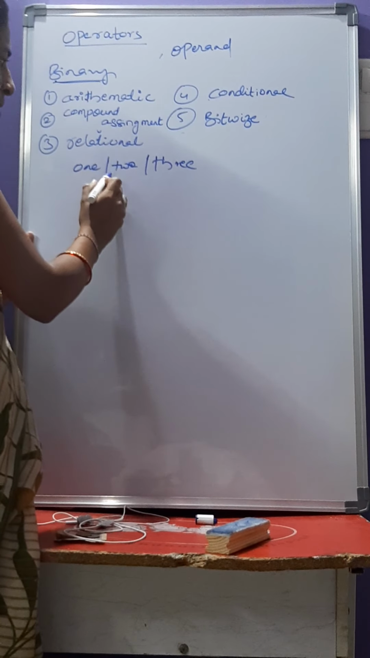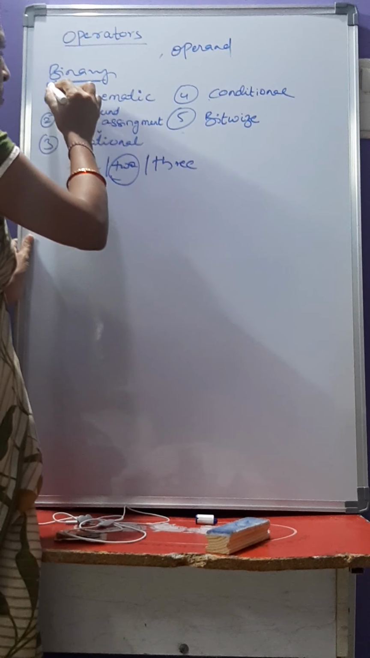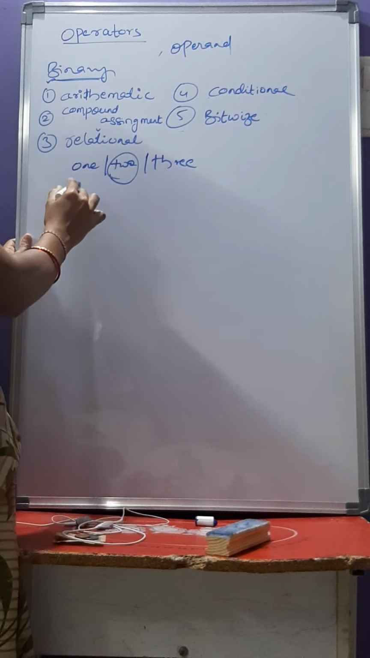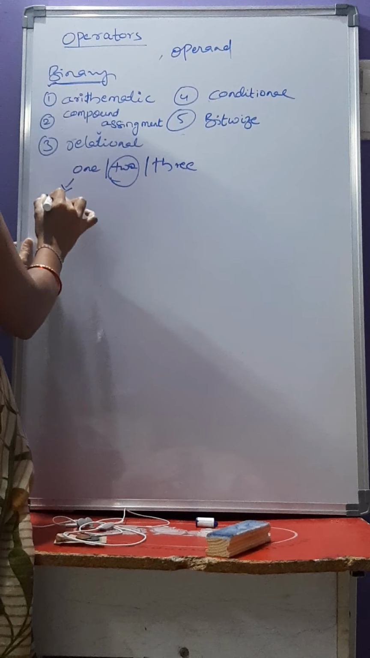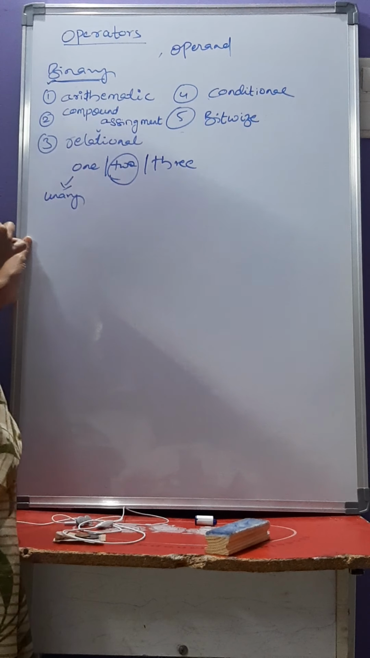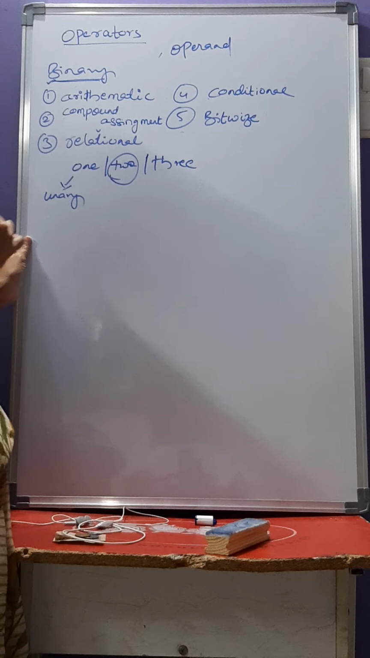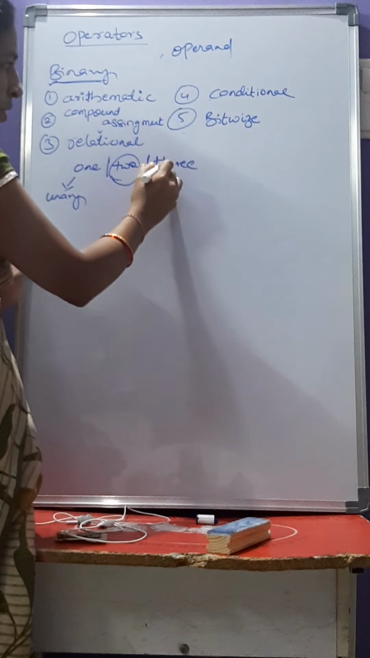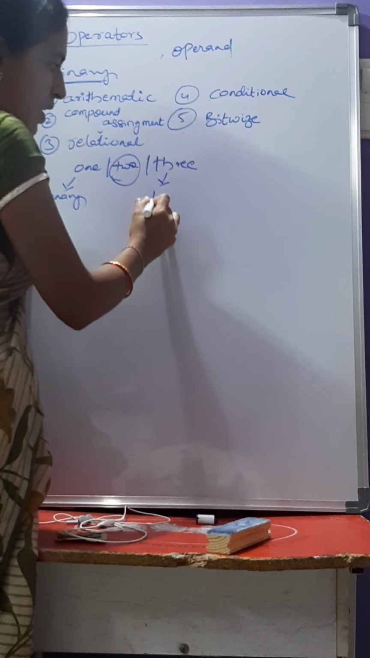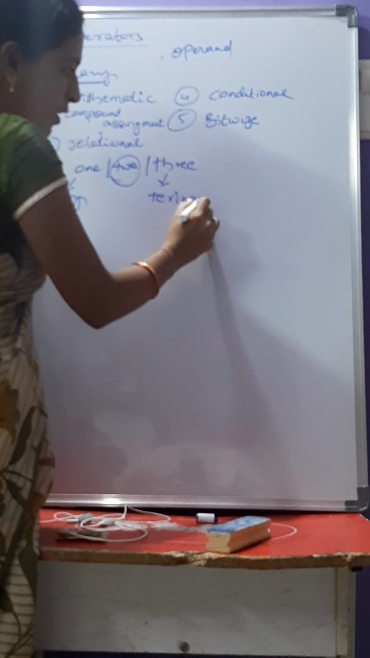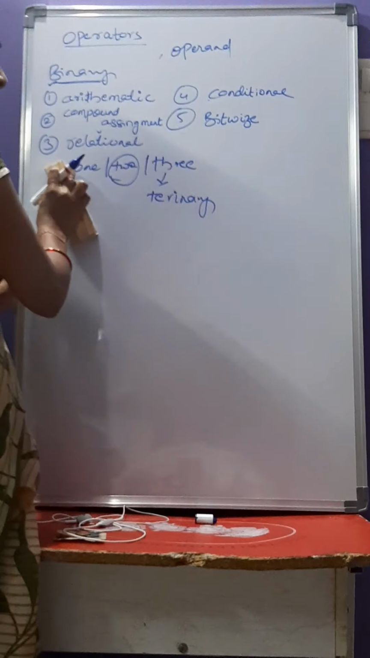If the operator requires two operands to perform an action, it is called a binary operator. If the operator requires only one operand, it is called a unary operator. If the operator requires three operands to perform an action, it is called a ternary operator. Now first we will discuss the binary operators.